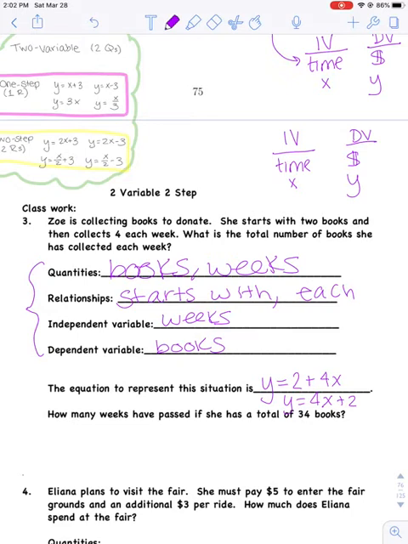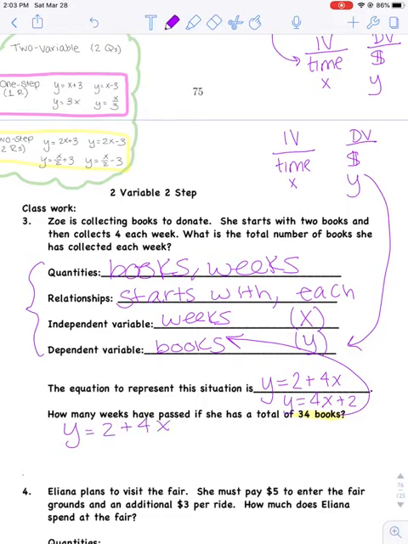Finally, they ask us a follow-up question. How many weeks have passed if she has a total of 34 books? So they gave us the information 34 books. I have to think about if books goes with my X or if books goes with my Y. My dependent variable is books. And dependent variable has to be my Y. So books is the Y in my equation, weeks is the X in my equation.